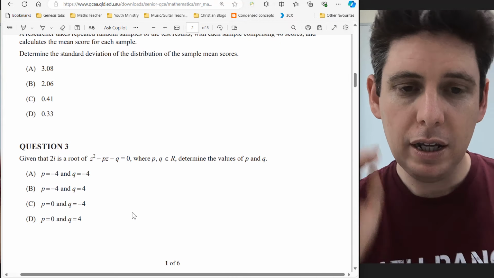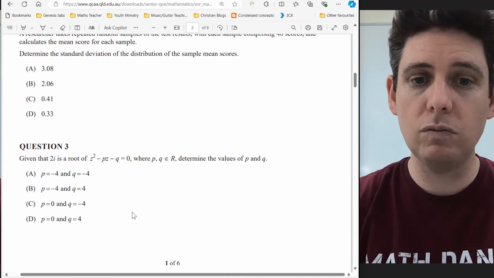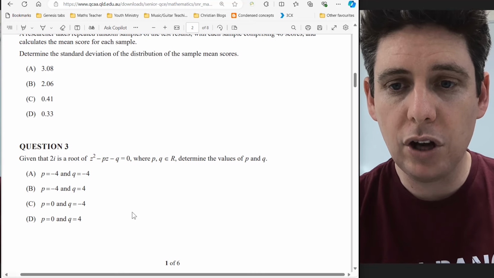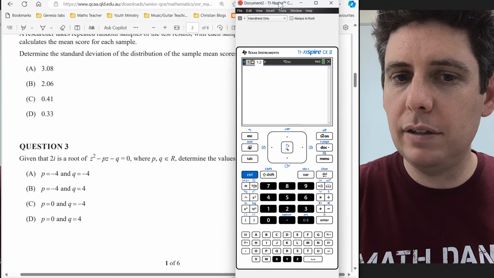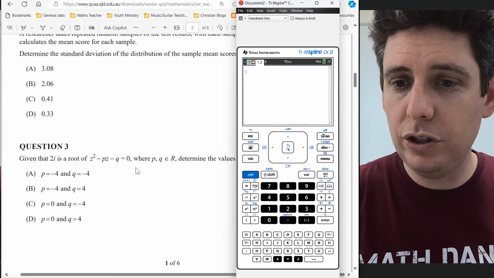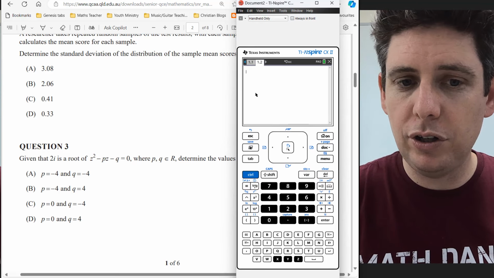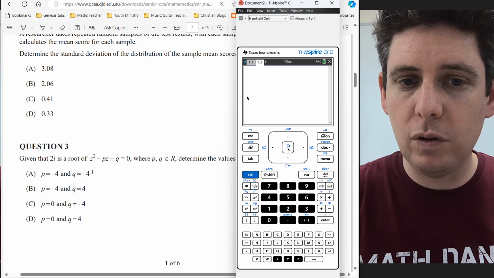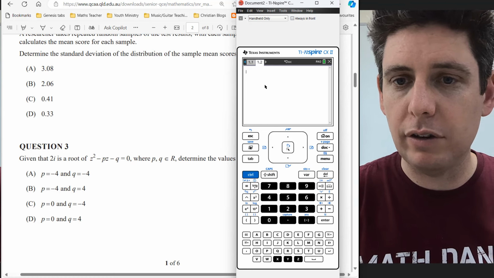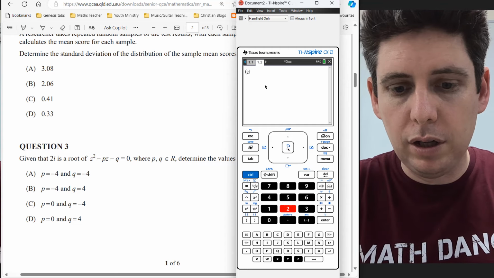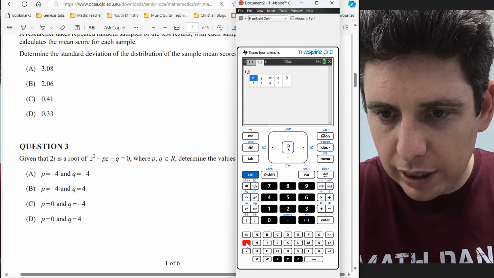Question 3. Given that 2i is a root of this, determine the values of P and Q. So root means solution. So we're just going to substitute in 2i into this equation and see if it equals 0. 2i, get i here.